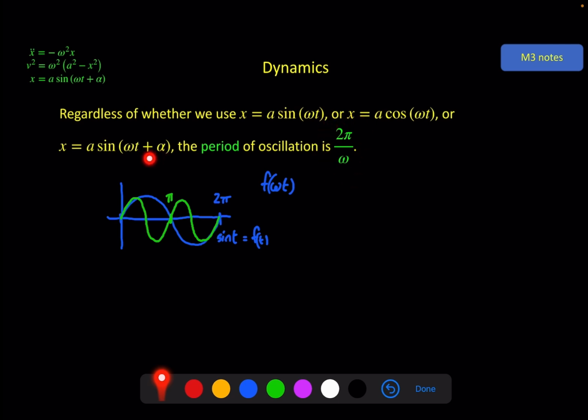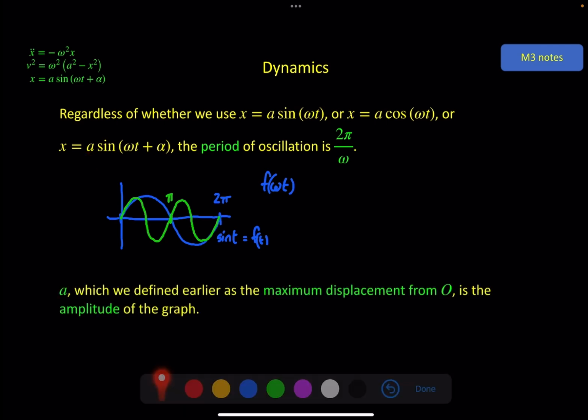And of course, plus α here has no effect on how many cycles you get in one section. It's just shifting the graph left or right along the x-axis. So it doesn't matter if there's a plus α there, the period is still this. A, which we've been calling the maximum displacement from O, now has a reason why we've defined it as A, and that's because it's the amplitude of the graph. Again, thinking about transformations, if you put a 2 times in front of this, you get 2 sin t, and you know that that doubles the amplitude, like this.